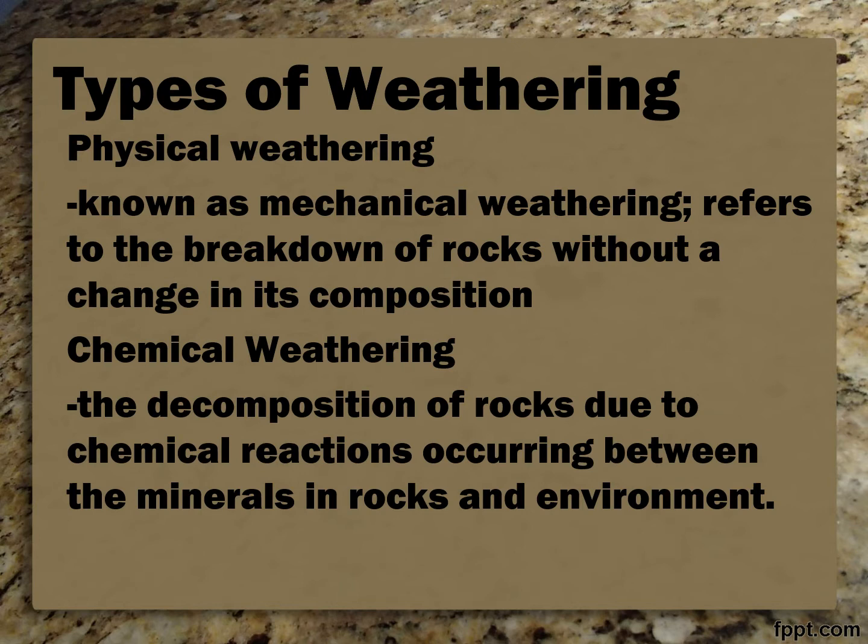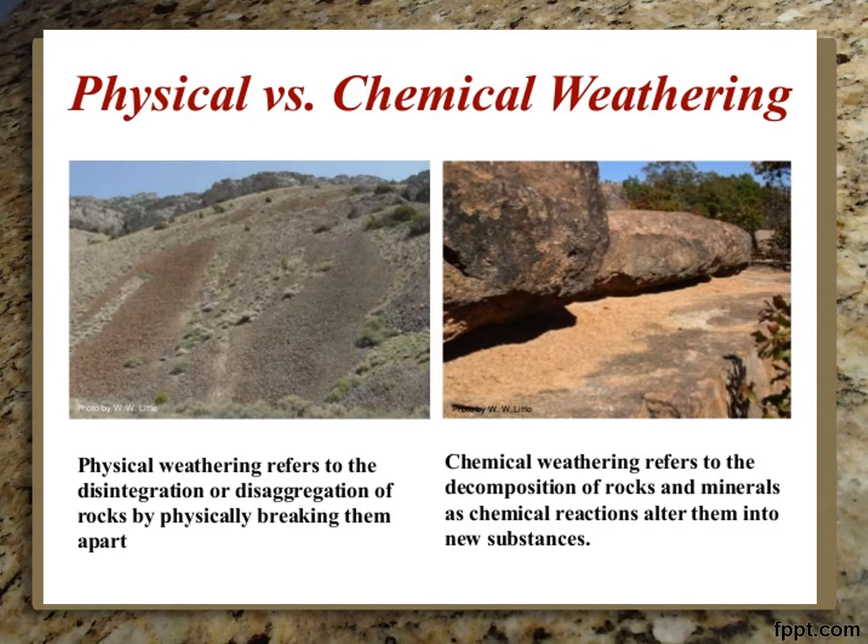Okay, so now let's move. So these are the physical versus chemical weathering. Physical weathering refers to the disintegration or disaggregation of rocks by physically breaking them apart. So cutting or breaking apart of our rocks, while chemical weathering refers to the decomposition of rocks and minerals as chemical reactions alter them into new substances. There is a chemical reaction, thus changing the chemical composition of our rocks.